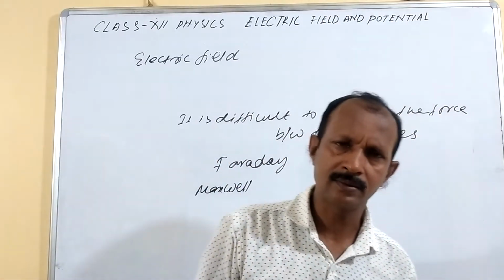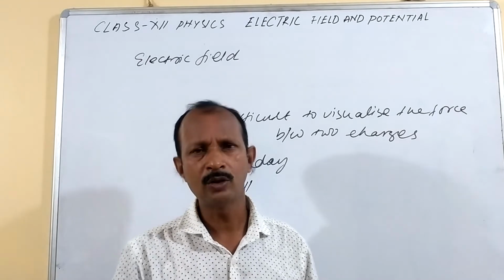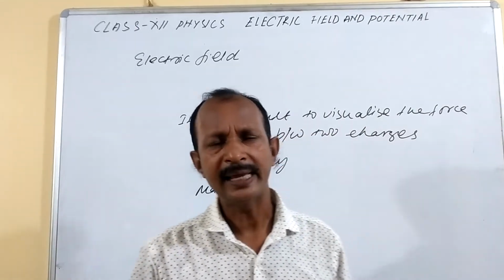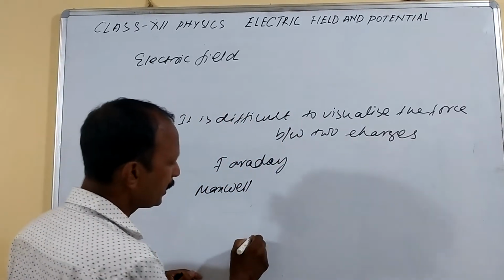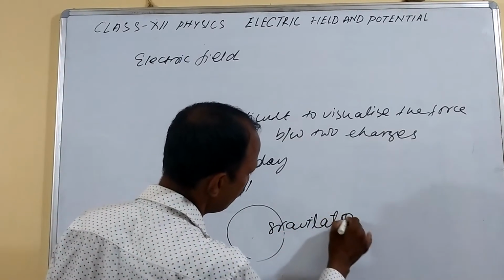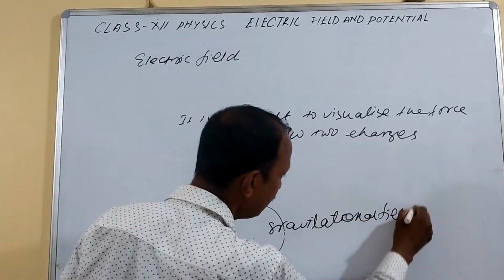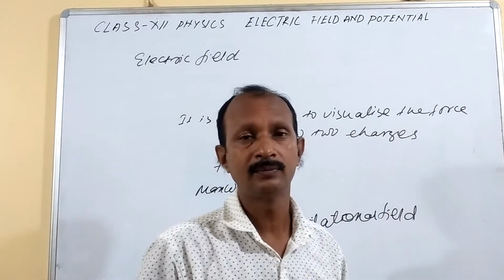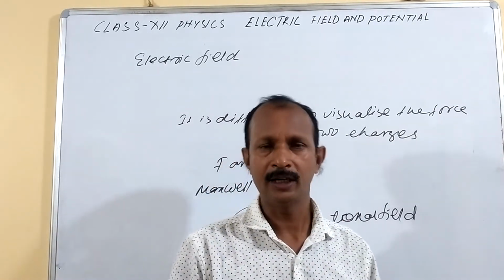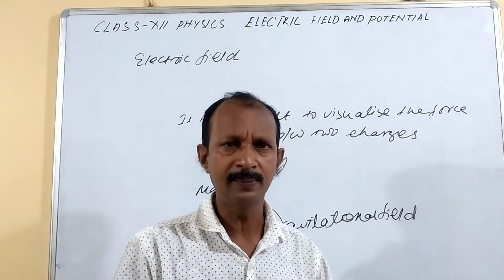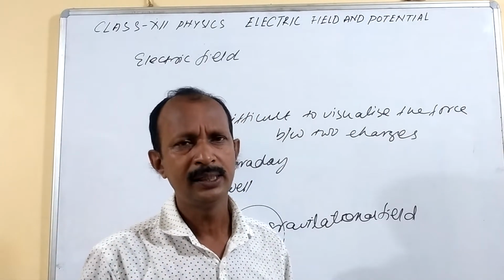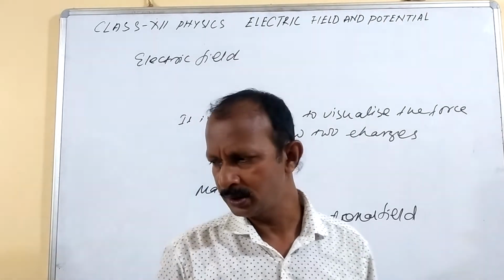In earlier classes, you have studied about gravitation. In gravitation, a particle in its surrounding creates a gravitational field. That gravitational field exerts a force on a particle placed in that field. That means the particle creates the gravitational field, and the gravitational field applies the force on the particle placed in it. So I can say that it is a two-step process.